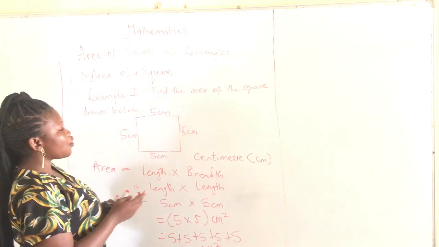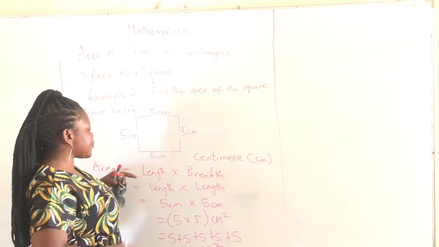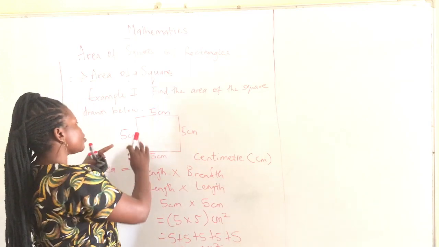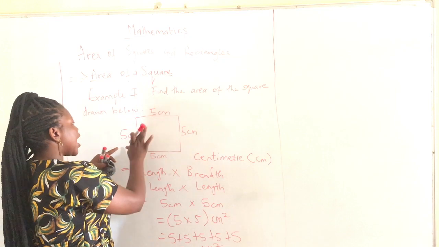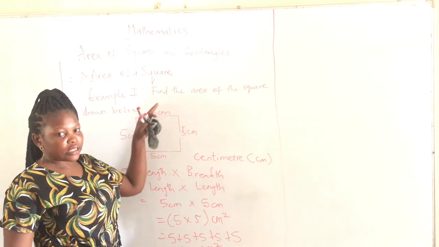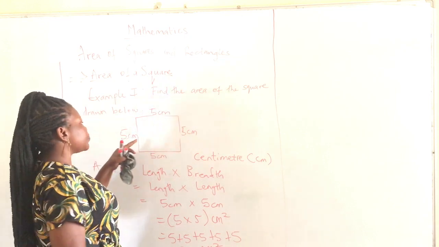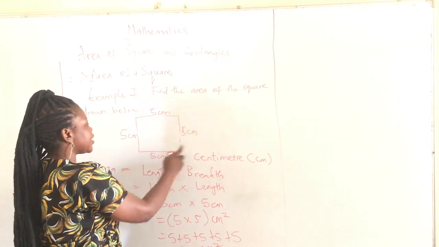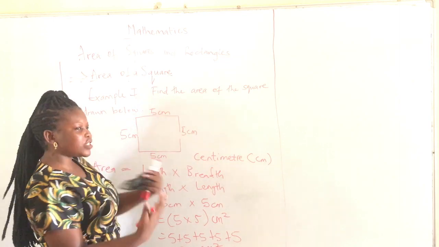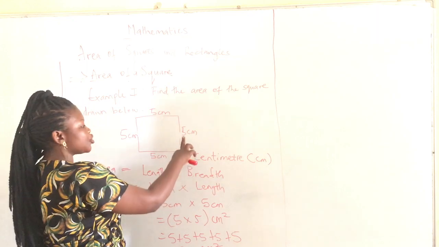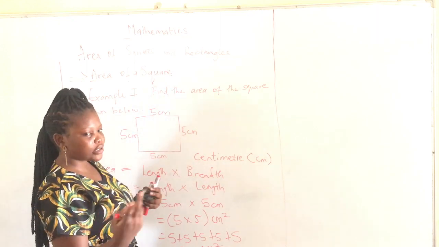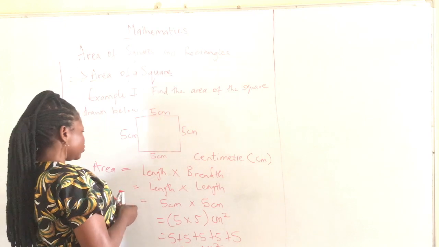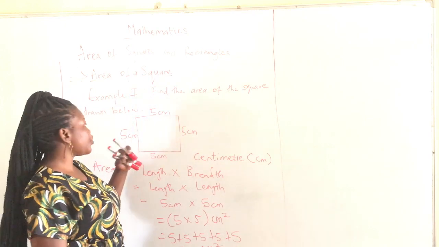Alright, that is for the first method, direct multiplication, where you consider two of the sides and multiply it by itself. Multiply this side by the other side, or this side by this side. Any of the sides you want to use, but make sure you're using two sides. So that is all for the first method.